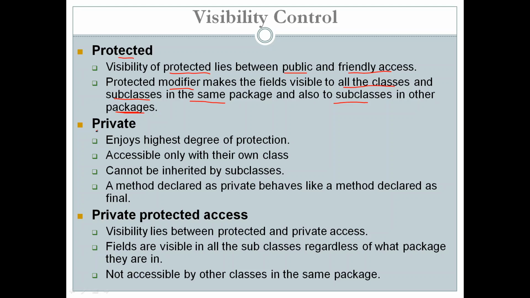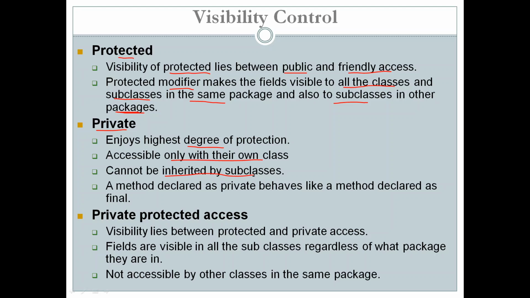Now let's move to the next access modifier, that is private, and this you can say is totally the reverse of public. Private enjoys the highest degree of protection, which means private members can only be accessed in the same class, not even by other classes in the same program, same package. Enjoys the highest degree of protection, accessible only within their own class, cannot be inherited by subclasses. Even private members cannot be inherited.